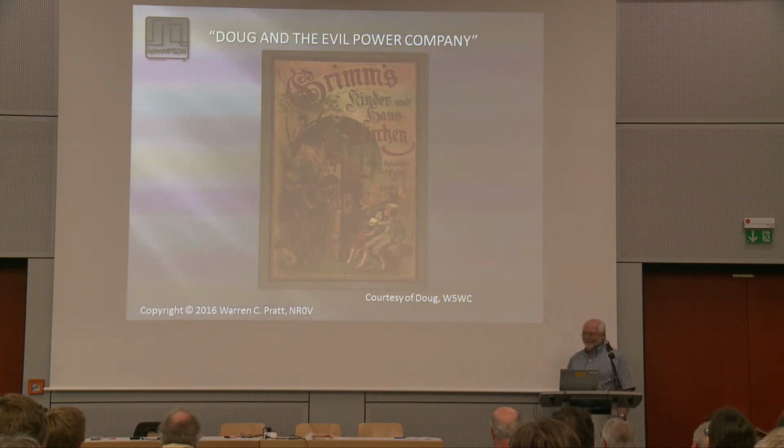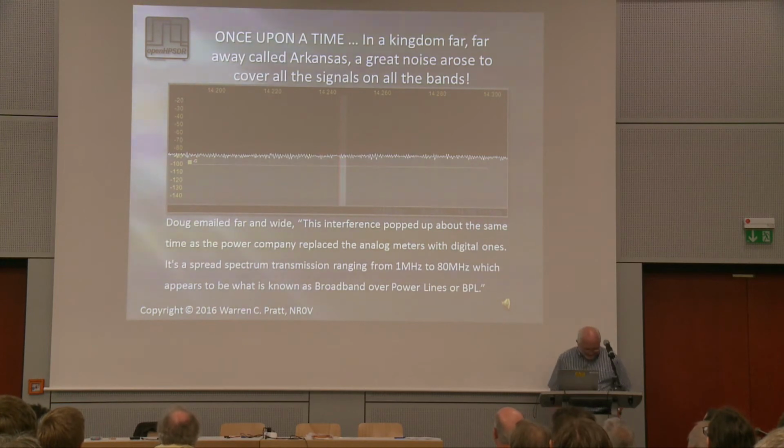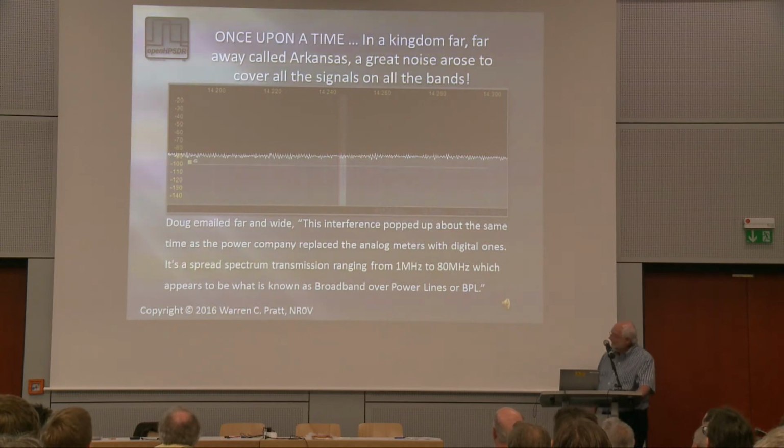Sure, go ahead. Once upon a time, in a kingdom far, far away called Arkansas, a great noise arose to cover all the signals on all the bands. Doug emailed far and wide. This interference popped up about the same time as the power company replaced the analog meters with digital ones. It's a spread spectrum transmission, ranging from 1 megahertz to 80 megahertz, which appears to be what is known as broadband over power lines, or BPL.